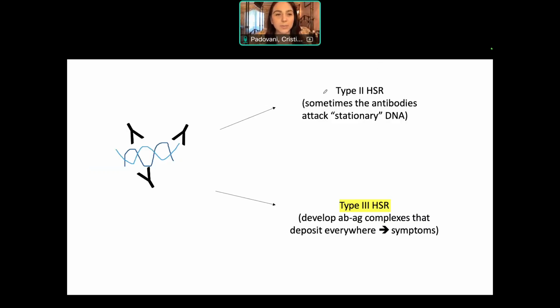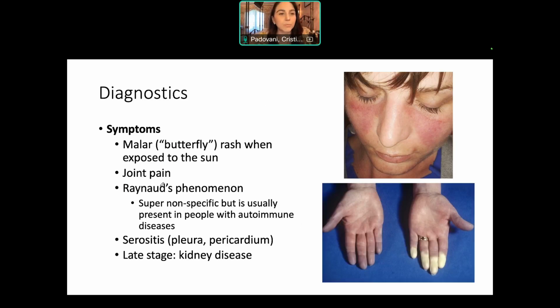For type 2 hypersensitivity reactions, remember the antibodies your body makes will attack stationary DNA. So that's the type 2 portion of it. But for lupus, I want you to think about this as a type 3. This is what causes all the symptoms that you see in lupus. There is a type 2 component, but it's way more type 3. Basically, you make these antigen-antibody complexes. Here's your DNA, acting as an antigen, and here are your antibodies, the autoantibodies. Now this whole thing is going to deposit in the skin, and it's going to deposit in joints. This is why you get those systemic symptoms with lupus.